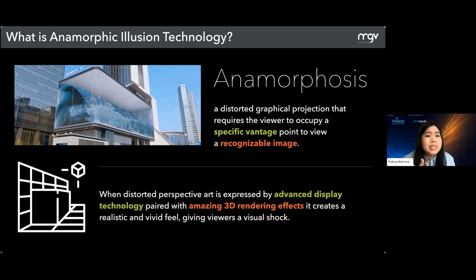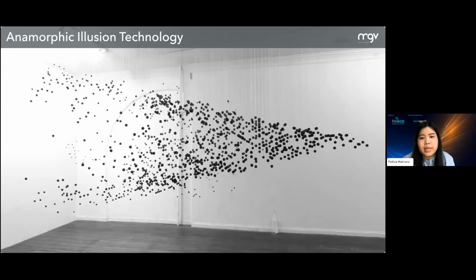And what happens is that you get this really realistic and very vivid feel. And honestly, when you see this at a specific vantage point, it really gives the viewer a visual shock. So to understand a little bit about anamorphosis, I have this image here. If you see here, these are just scattered, sporadic balls hanging on a thread. It doesn't really show anything, looks almost abstract.